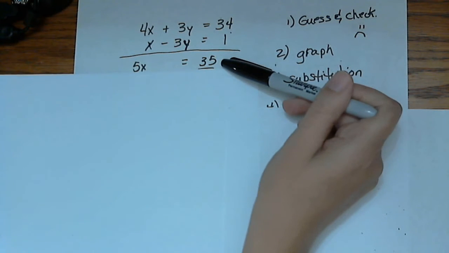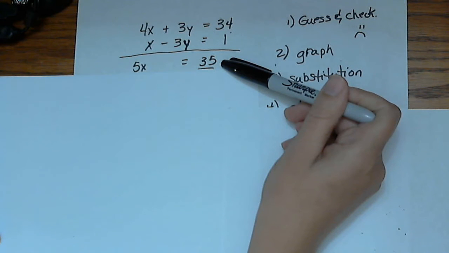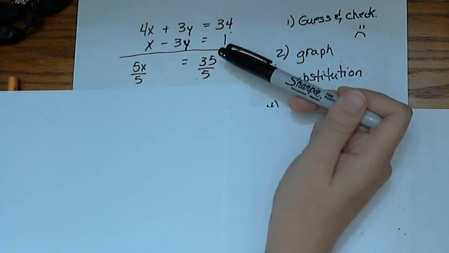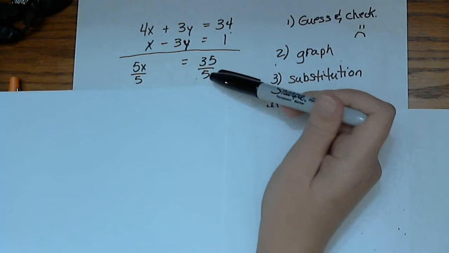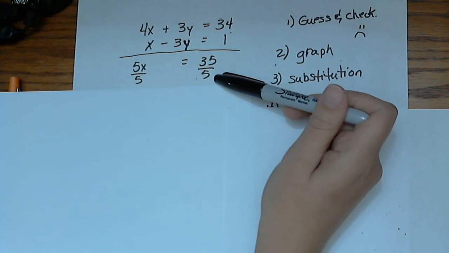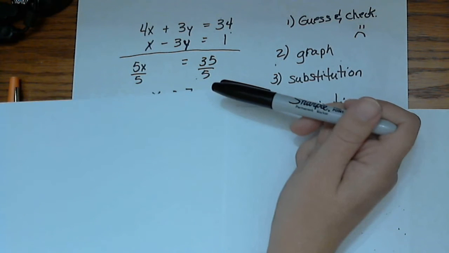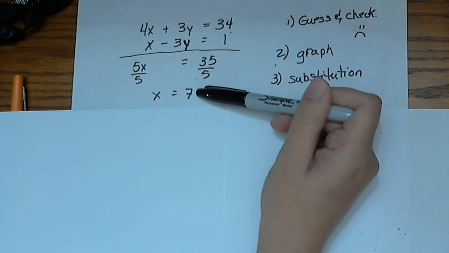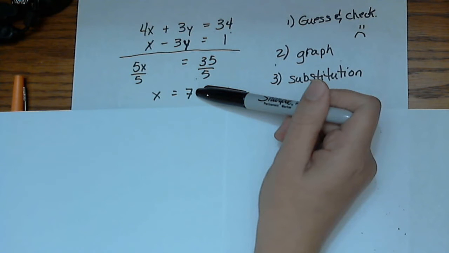The next thing to do to solve for x is to divide both sides by 5 so that we get x by itself. We divide both sides by 5 because if we divide one side by a number, we have to divide the other side by the same number. And then we get x equals 7. Great. We've found our solution, but we're still not done because remember, if we're doing a system of equations, we actually need to find answers for both x and y.